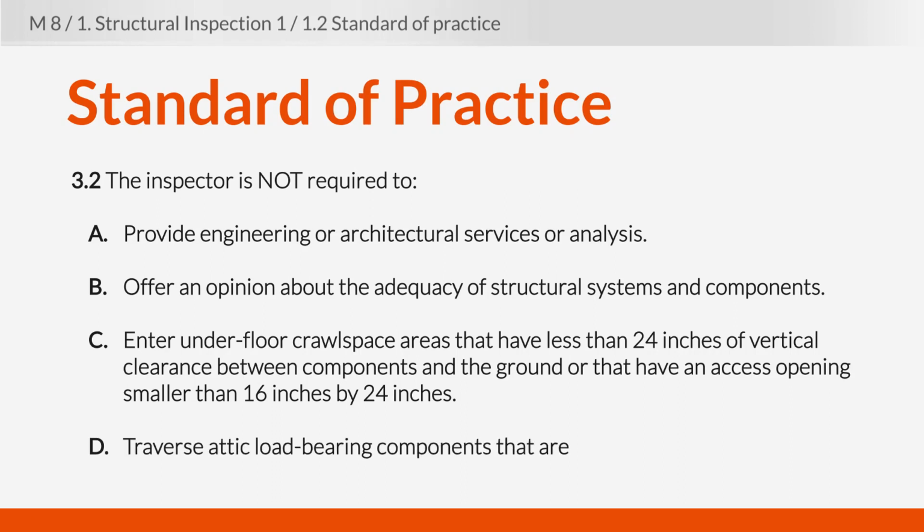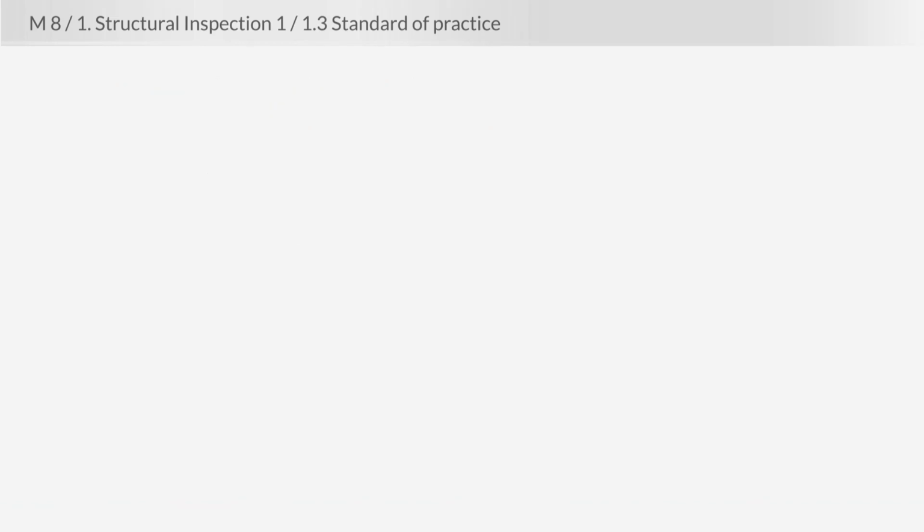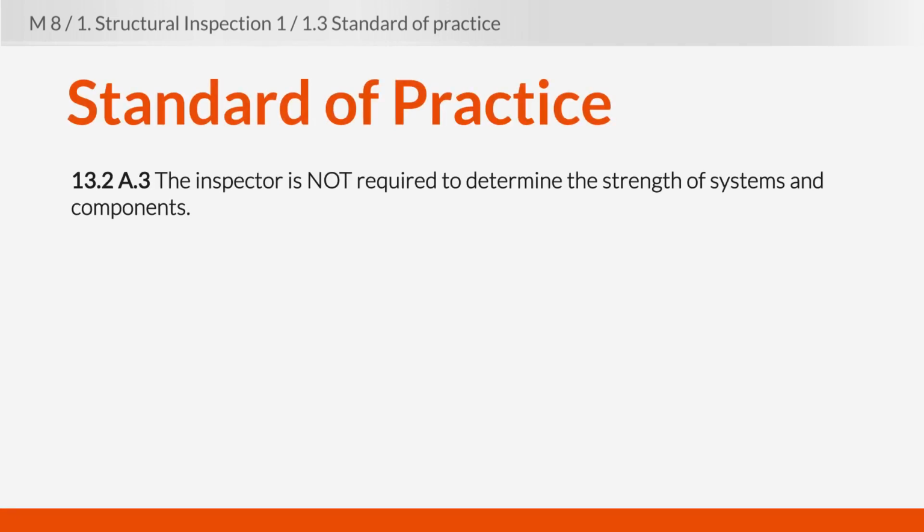We're also not required to traverse attic load-bearing components that are concealed by insulation or other materials. In other words, you don't have to walk in an attic where you can't see the tops of the joists or the bottom cords of the trusses, however that attic's framed. From Section 13, General Exclusions, the inspector is not required to determine the strength of systems and components. So again, there's some redundancy built in.